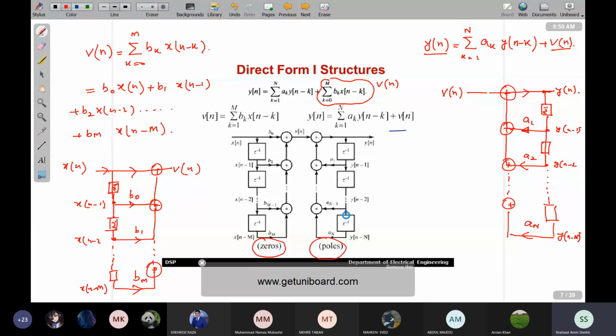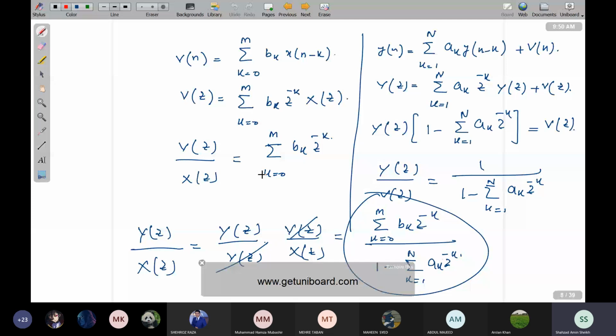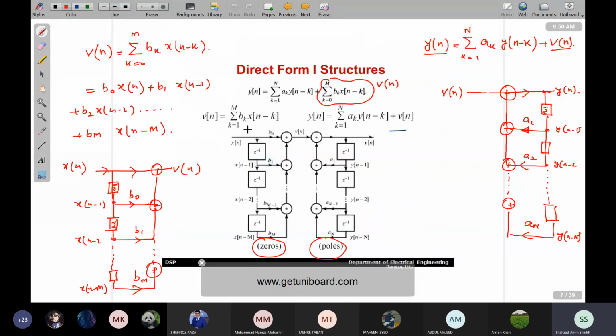direct form 1 structure. And that's the transfer function verification, कि किस तरह से आपने कहा कि आप इस चीज़ को implement कर रहे हैं. That's v of n is equal to sum over k equals 0 to M. If we see here, v of n is equal to, this is your v of n.